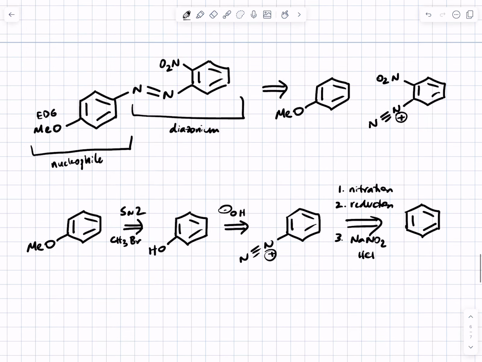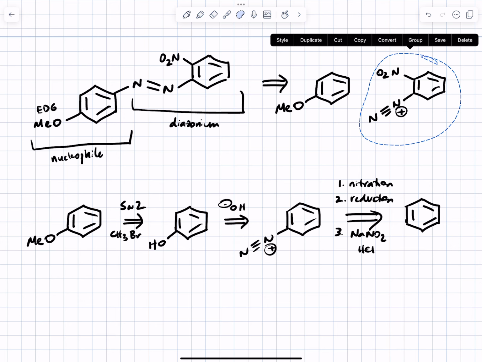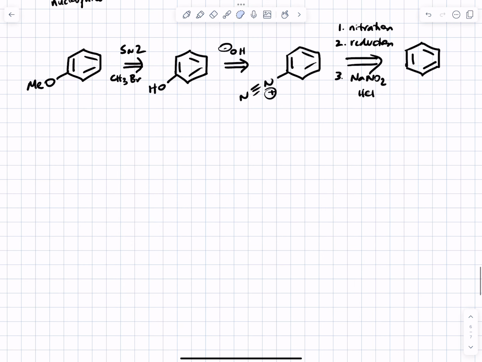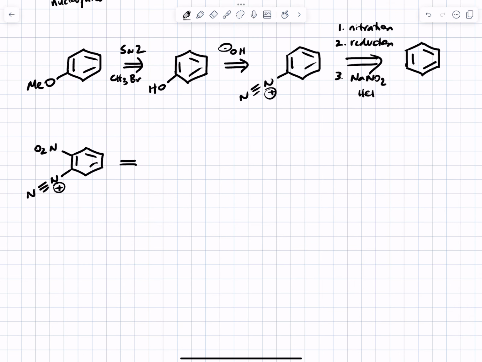The other side is a little bit more tricky. So let's think backwards. What would the diazonium group have been prior to the diazotization? We get the diazonium group from sodium nitrite and HCl, but what's the starting material for that reaction?